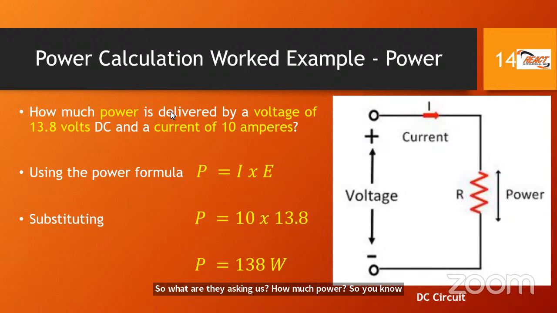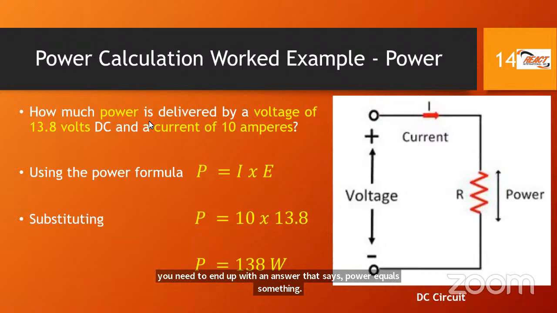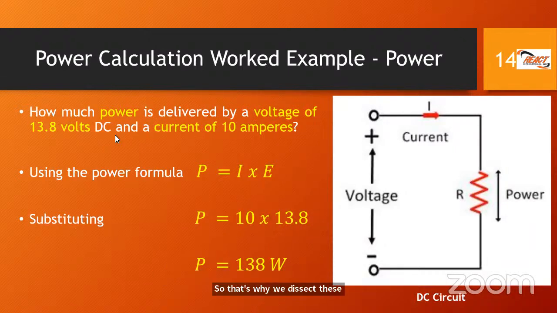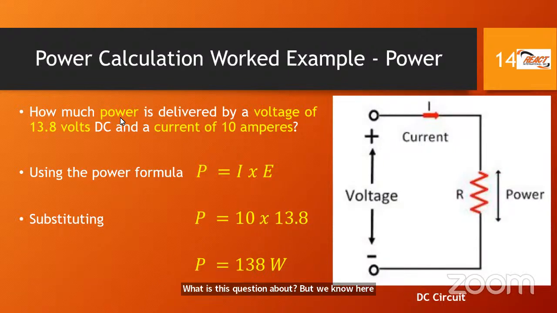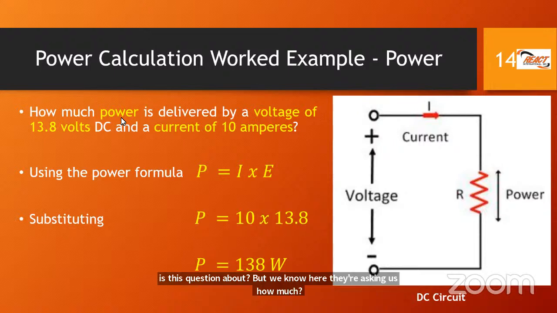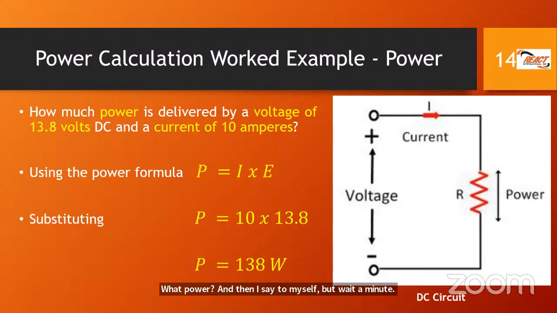So you know you need to end up with an answer that says power equals something. So that's why we dissect these questions to understand what they are asking us, because these questions can seem pretty long. It could seem kind of confusing. What is this question about? But we know here they're asking us how much, what? Power. And then I say to myself, but wait a minute, I do know that power formula. I know pi, P-I-E. P is equal to I multiplied by E. So I am sure I can calculate power. But what are they giving me? Are they giving me all I need to do the calculation?